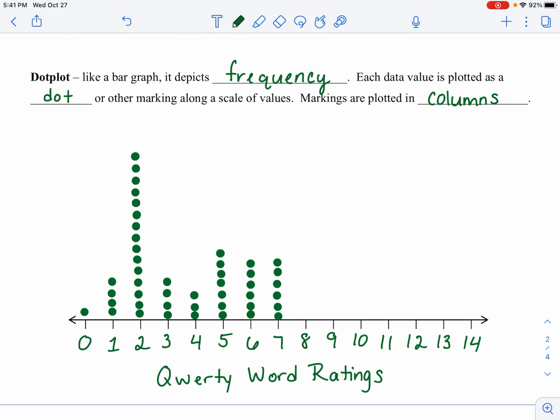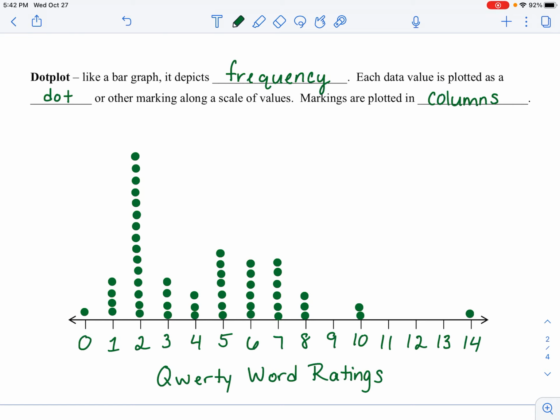We're almost done at this point. There were 3 8s. There were no 9s. There were 2 10s and 1 lonely 14. Okay, so that's what the dot plot looks like for the 52 QWERTY keyboard word ratings that we had for that problem that we talked about last time we were in person together.